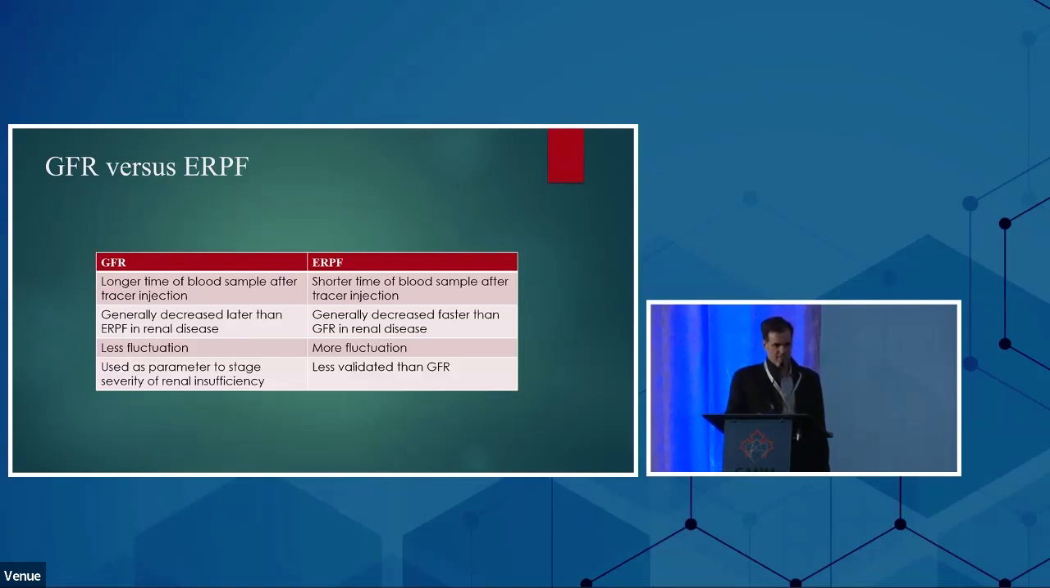This ERPF has the advantage of a shorter time of blood sample after tracer injection. It generally decreases faster than GFR in renal disease. There's more day-to-day fluctuation than GFR, and ERPF is less validated than GFR. However, GFR has the opposite advantages and disadvantages compared to ERPF.